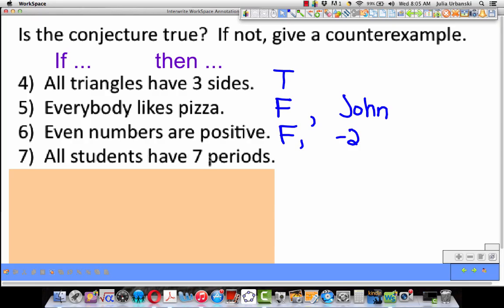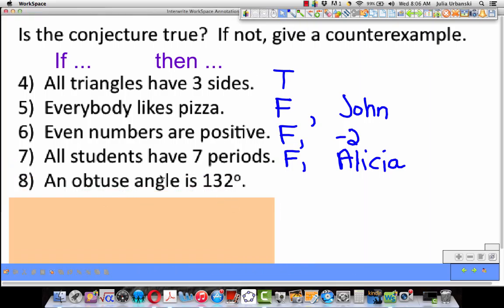All students have 7 periods. Every person in the school has class 7 periods throughout the day. That's false. A lot of students only have 5 periods. Some students have 7 periods, the ones that start with 0 period, and then they have classes all the way through 6th period. For those students, it's true, but for a lot of students, they don't have 7 periods. So it's false, and all you need is one counterexample. For example, if you have a friend named Alicia, and she only has 1st through 6th period of classes, then she doesn't have 7 periods.